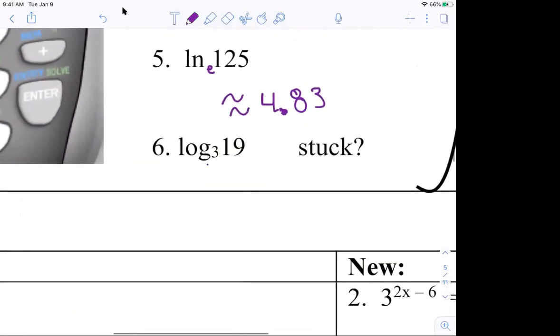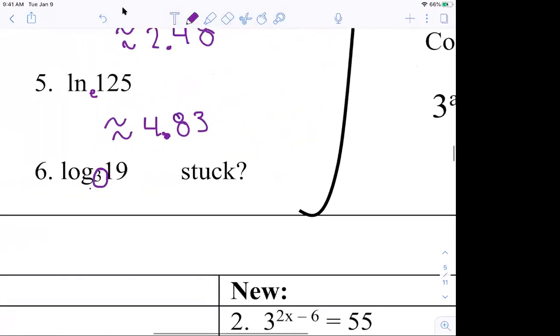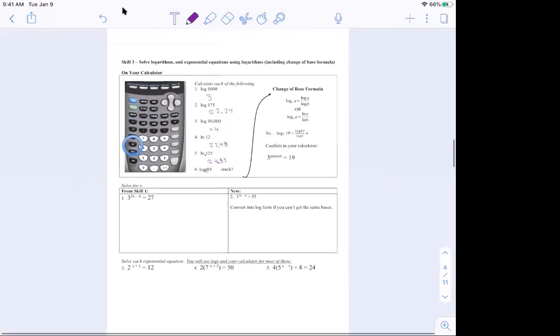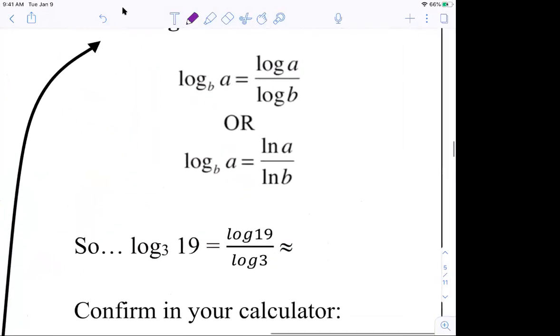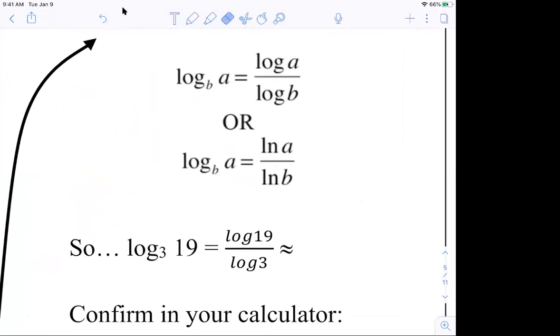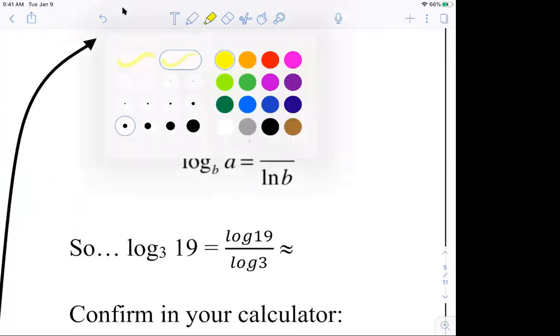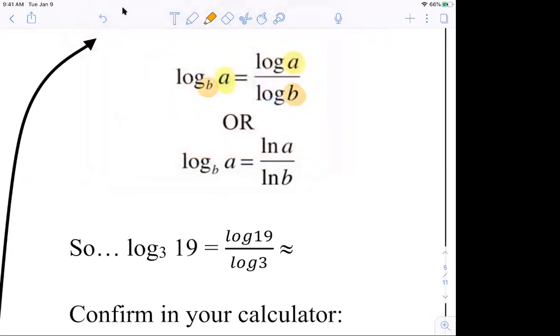But what happens when you get log base 3 of 19? Some of the newer calculators can do that. When you press your log button, you can see if it makes a small little box. I'm guessing most of yours cannot. So when you have a base that is different than 10, you are going to have to do the change of base formula, which means you're going to take log base b of a, and this a is going to go here, and then this b, your base, is going to go with this log, and it will calculate the answer for you. Or you can use a natural log, but typically I just stick with the log.